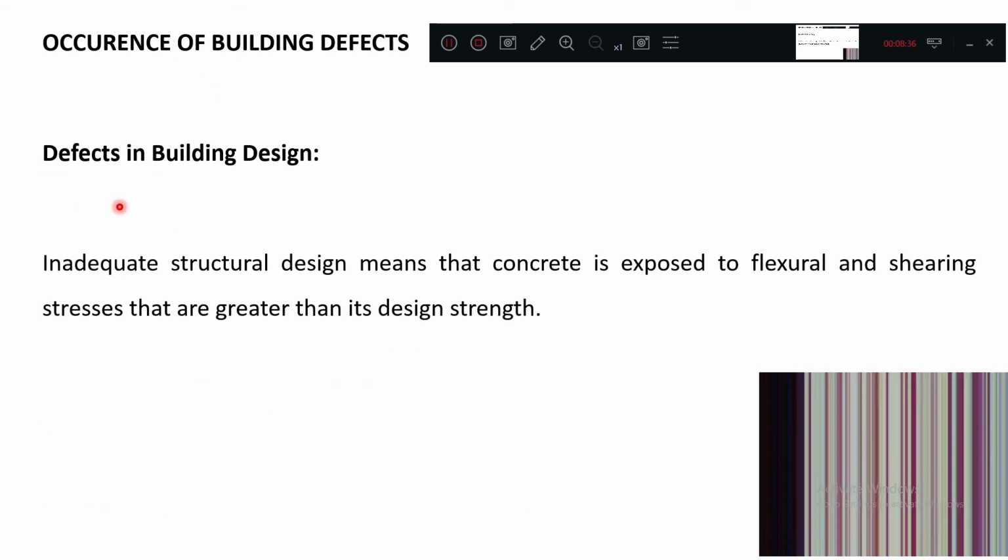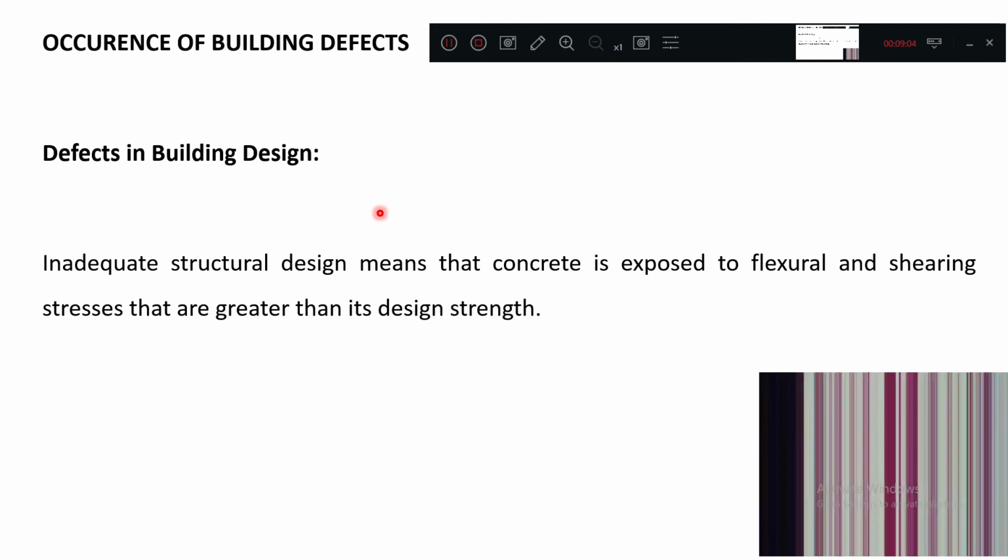Now, how do building defects occur? First, defects in the building design itself. Inadequate design means the concrete is exposed to flexural and shear stresses greater than its design strength. Let us say you are designing M40 grade concrete. Its flexural strength will generally be 0.7 times the square root of fck, that is 0.7 times the square root of 40, so let us say about 5 Newton per mm square. That is its design strength in flexure.